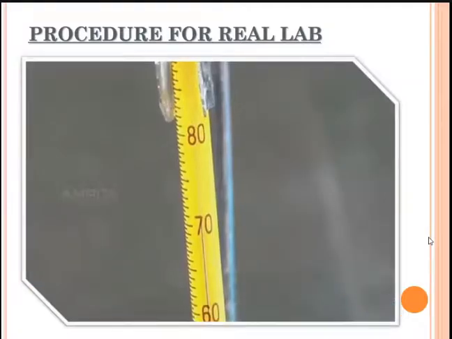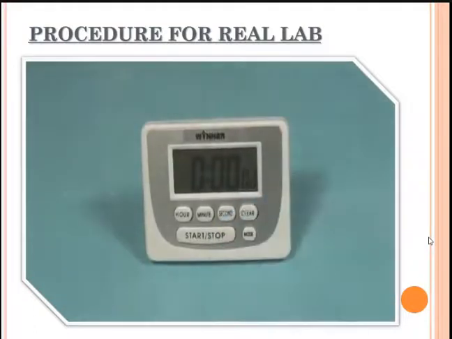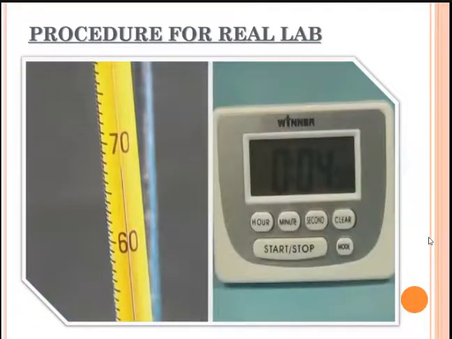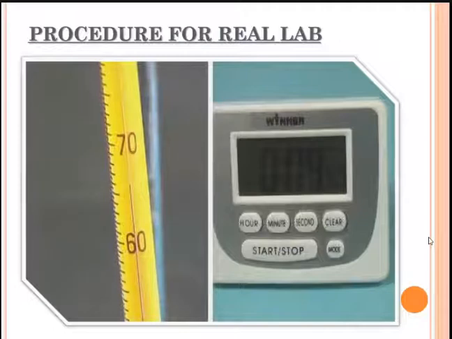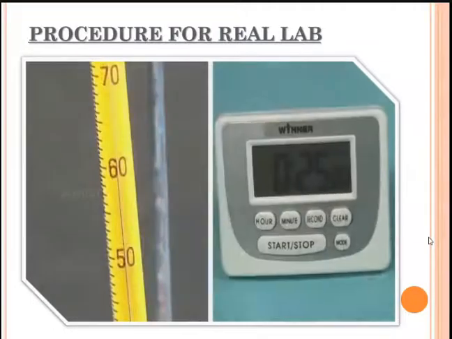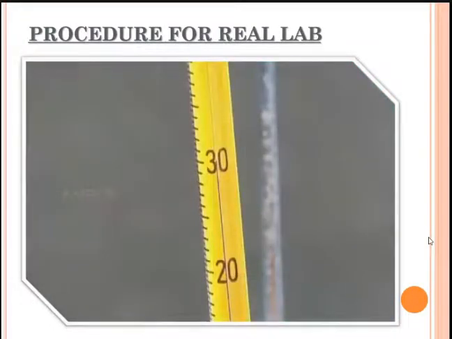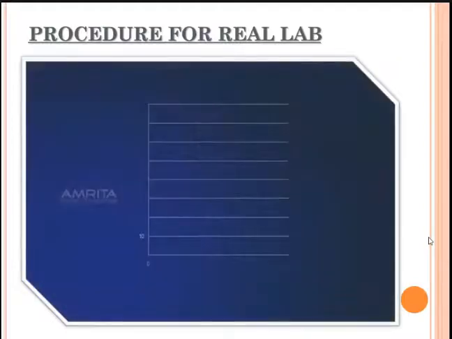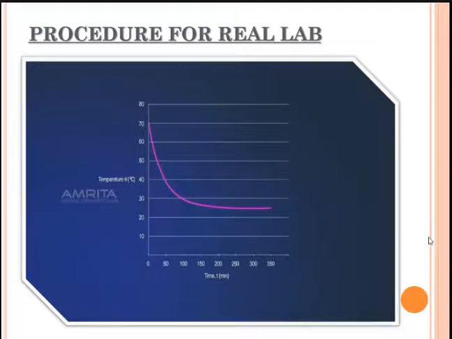When the temperature of the water falls to 70 degrees Celsius, start the stopwatch. Note down the temperature readings every 5 minutes. Continue the readings of temperature and time till the temperature becomes constant. And now we have to plot a graph with time along the x-axis and temperature along the y-axis. This graph is called the cooling curve. As you can see, at first the temperature falls sharply, and then it falls slowly with increasing time. This verifies Newton's law of cooling.